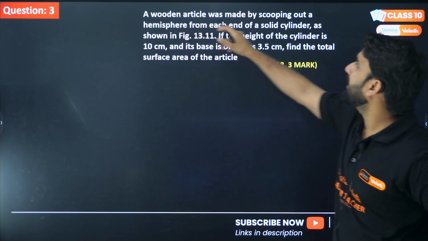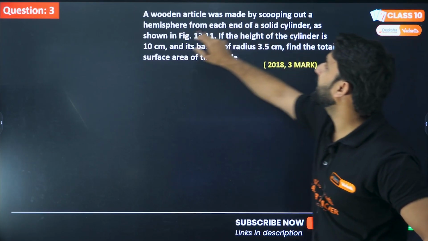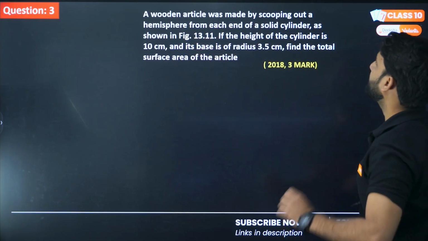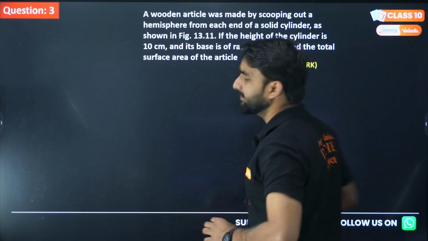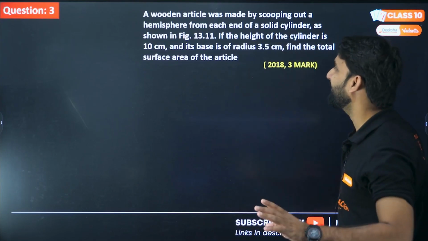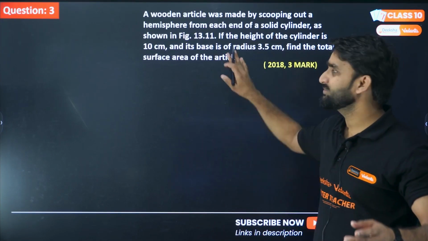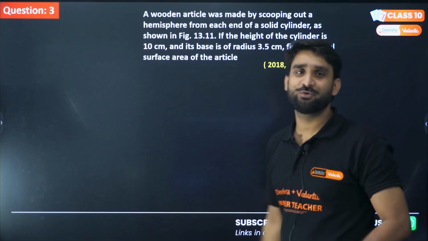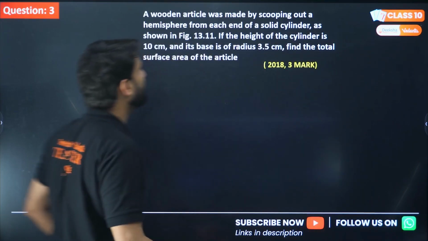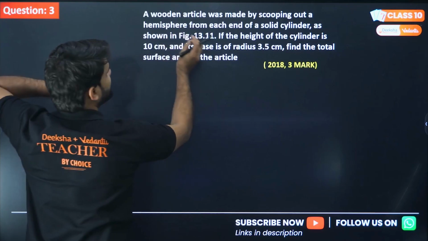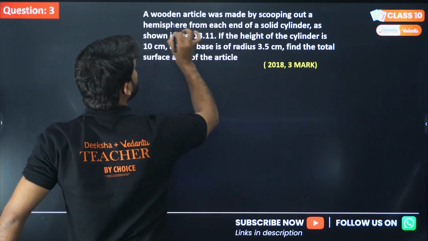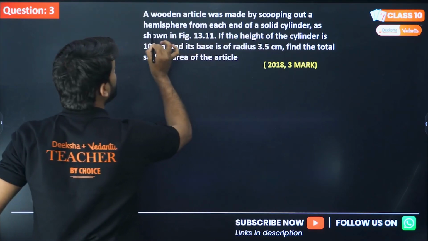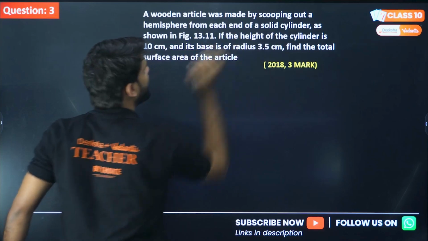So a wooden article was made by scooping out a hemisphere from each end of a solid cylinder, as shown in the figure. There is no figure given, so I will draw the figure, because I have already told you such questions require a diagram. If you do not have a diagram, you cannot proceed with the solution, right? So first draw the diagram.